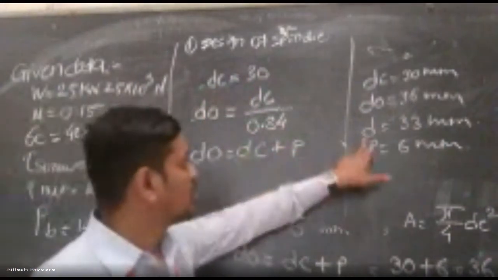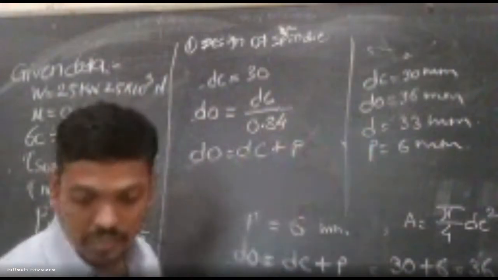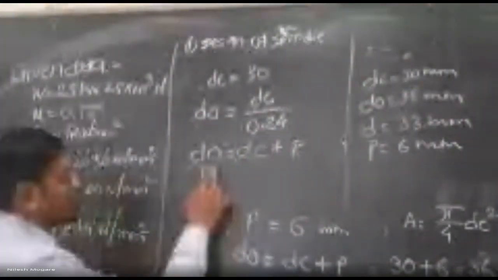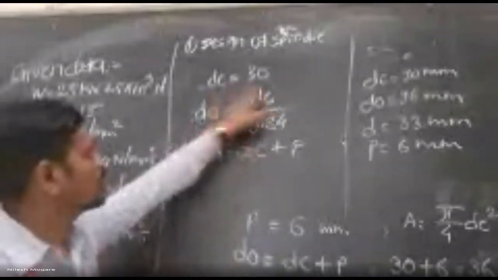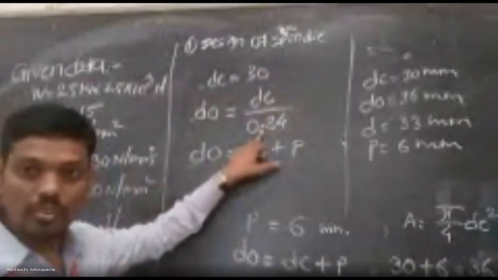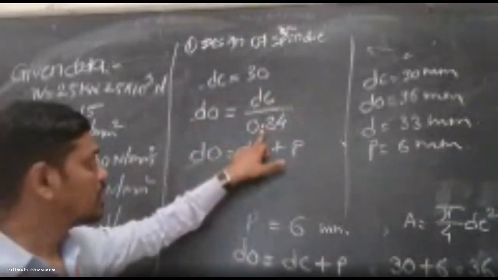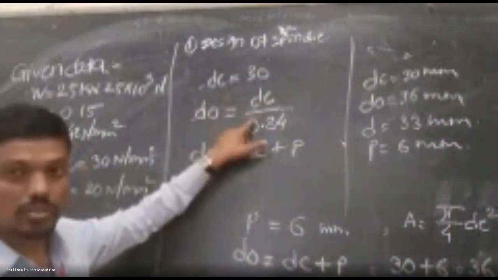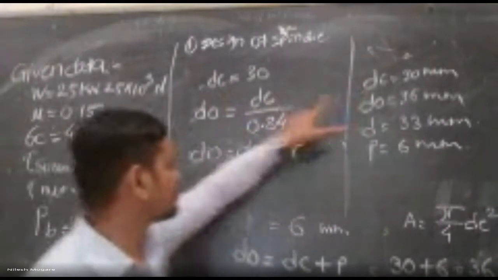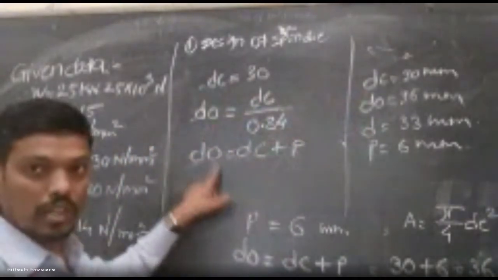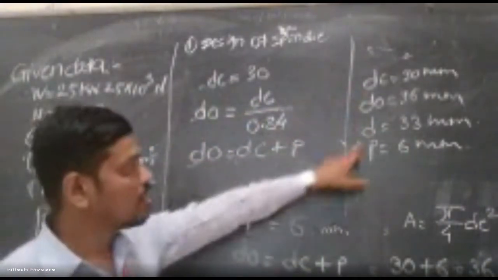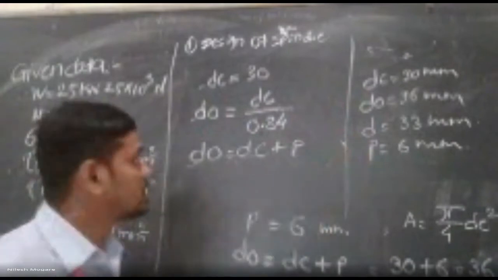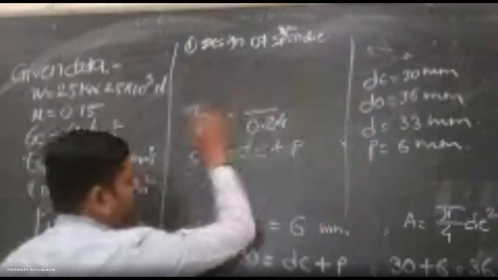And then the value of D we have to find. So this is the equation we have to use when we don't have the standard table. In this way we can calculate the value of DC, DO, pitch, and mean diameter. So this is step number 1.